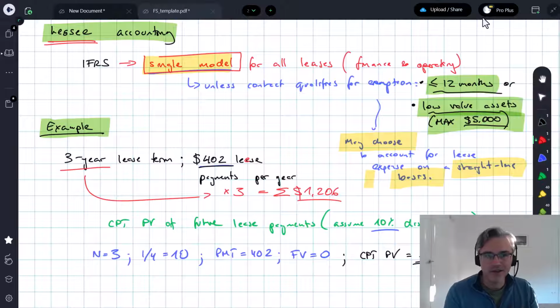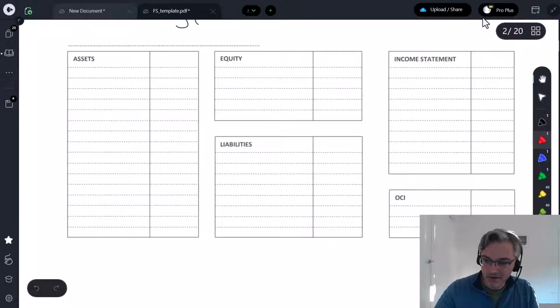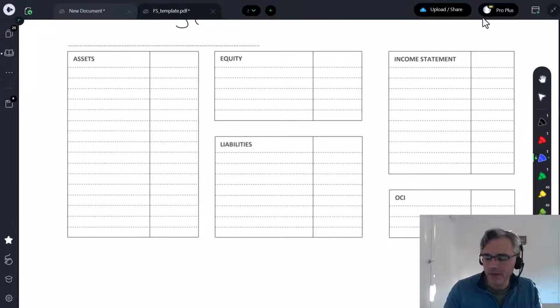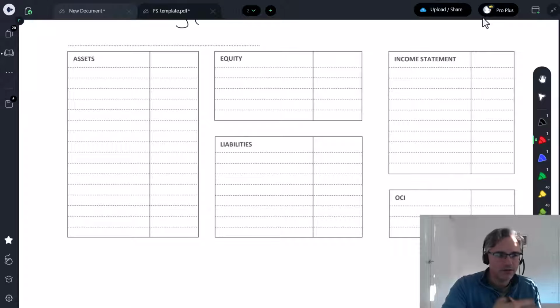Your book has an example which is in table form. I prefer to work with these templates of financial statements. I think it's more illustrative, but ultimately it may not strike you as the most obvious thing in the world, and you may need to rewatch this. So what happens as the first thing is, under IFRS, remember, it doesn't matter whether the lease would be classified as operating or financing or finance, same uniform approach.